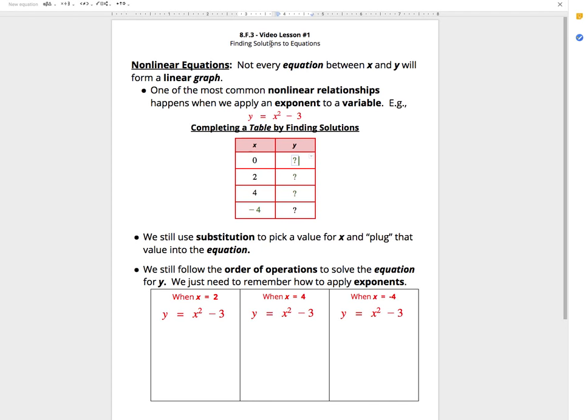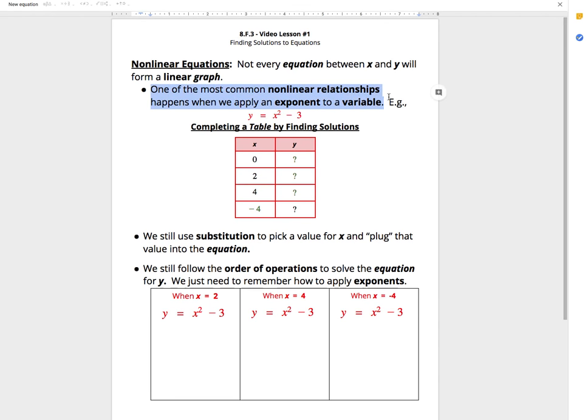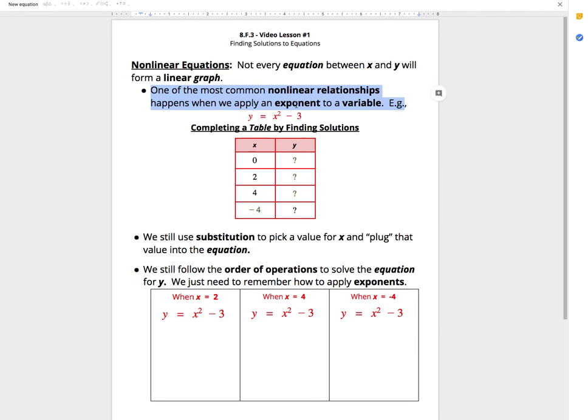This video continues to discuss finding solutions to equations. Specifically, we're going to focus on nonlinear equations. Not every equation between x and y will form a linear or straight line graph. One of the most common nonlinear relationships happens when we apply an exponent, like this little 2 here, to a variable. Our example for today is y equals x squared minus 3.